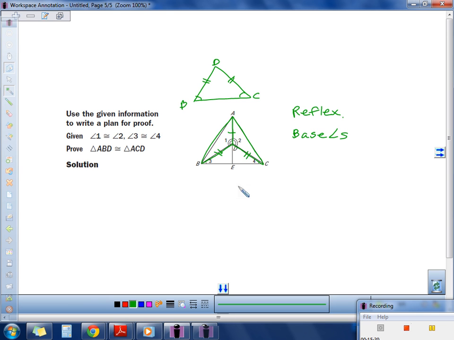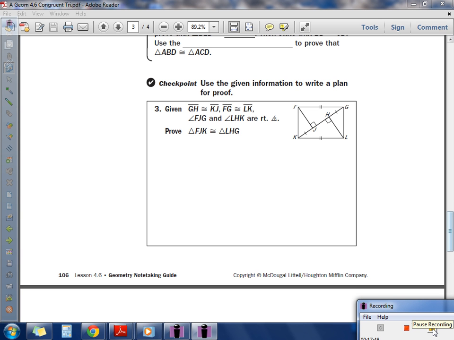Now focus on those two green triangles. Do we have enough information? Okay, so the triangles are congruent because SAS, so you can see side, angle, side. And are we done? Yeah, we don't need CPCTC because we're not proving parts. So we're done there. Try out this checkpoint.